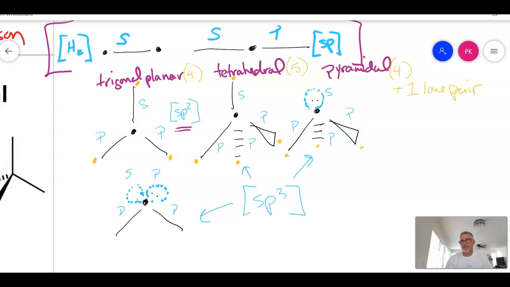So there's 2 ways to look at it. If I have 4 atoms and I have 1 lone pair, it's pyramidal. Or you could say that if I have 4 atoms and it's sp3, it's pyramidal. So either one works. This one down here, right, is going to be bent. Right, so I've got linear, those are my 5, right?